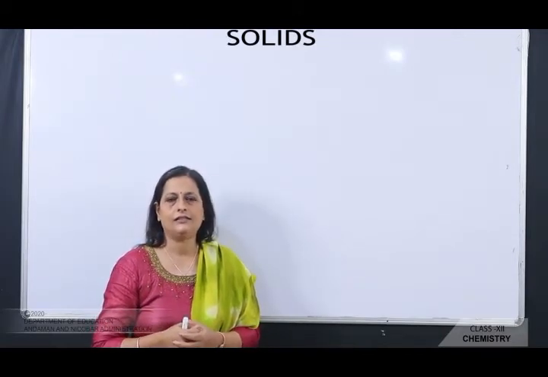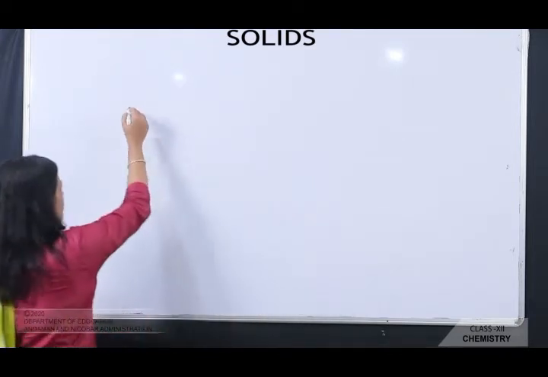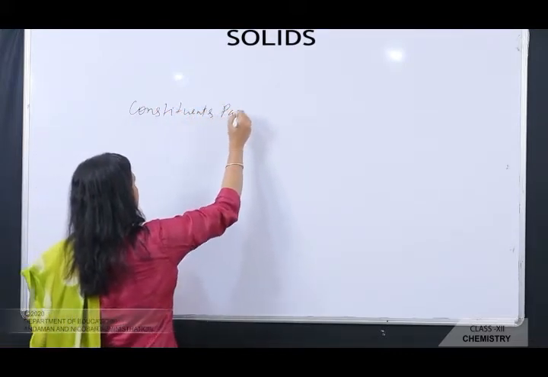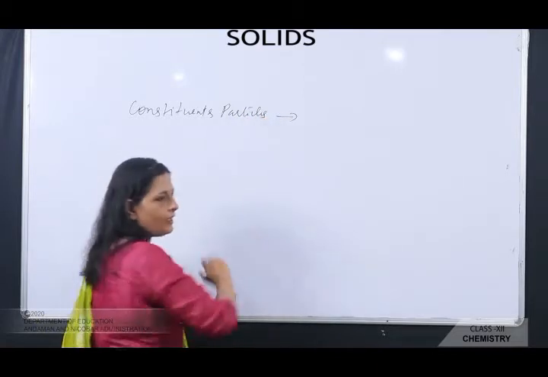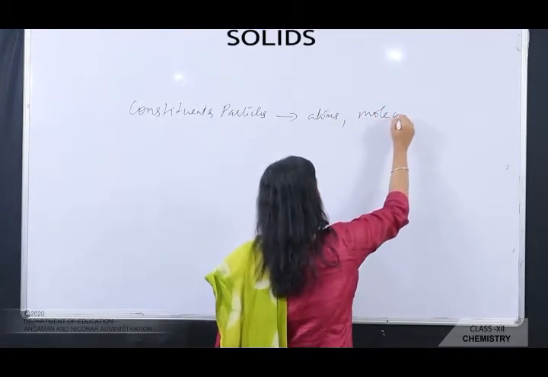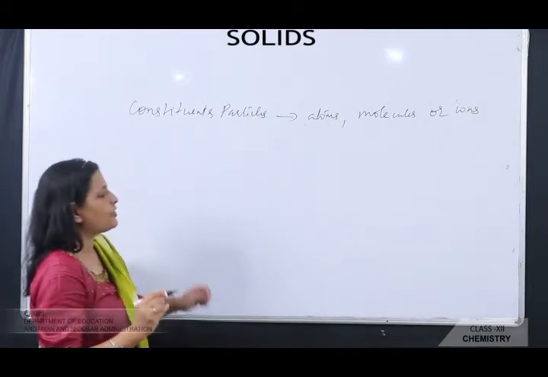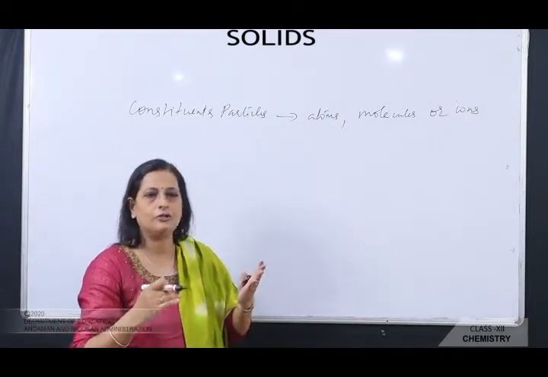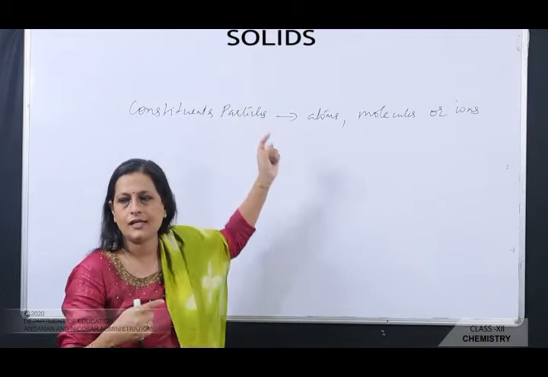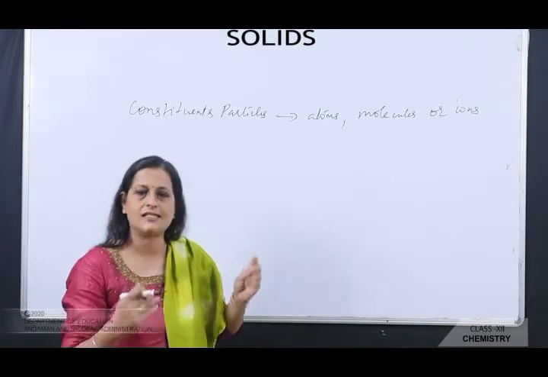In case of a solid, the constituent particles are very closely packed. What do you mean by the constituent particles? The constituent particles can be atoms, molecules or ions. So in case of solids, the constituent particles are very closely packed. In gases, they are loosely packed, and in case of liquids, it's in between gases and solids. So that's the definition for solids.